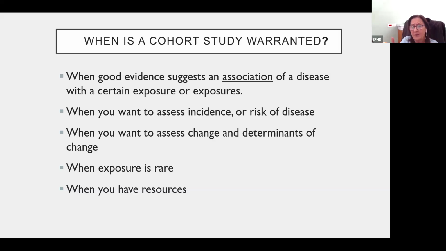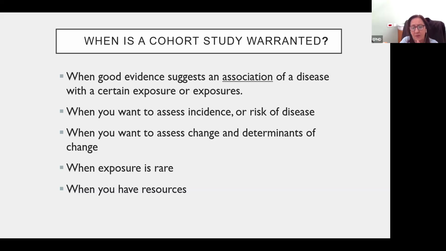But of course, when we want to look at the risk of the disease rather than the burden of the disease, we need a cohort. When we want to see changes, so if people have fluctuation in their HbA1c, how does it affect their kidney diseases or eye diseases or whatever? And when the exposure is rare, we also tend to identify a cohort with the exposure, and then we compare them with the non-exposed, which is the common group.